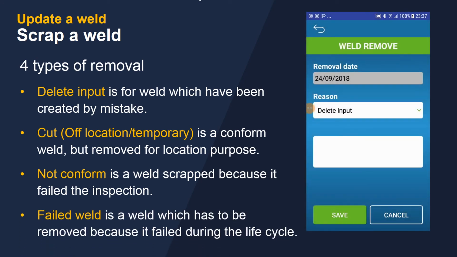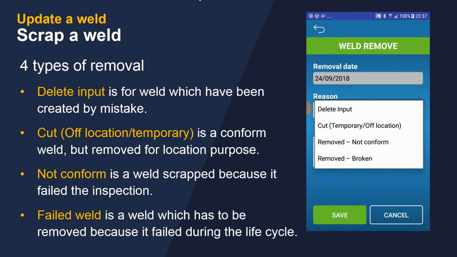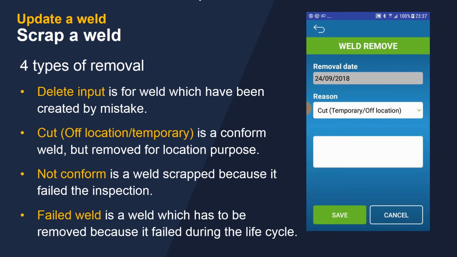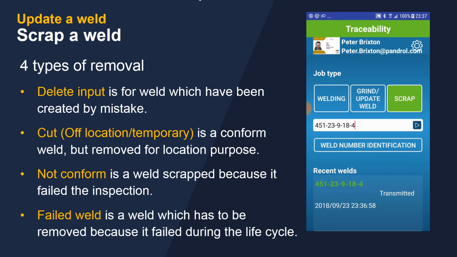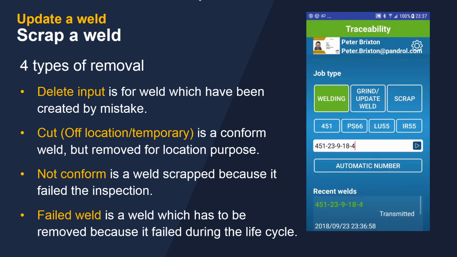And finally, the fourth and last choice is broken weld. This has to be used when a weld failed after being inspected. It could be, for example, a weld which broke or a weld with developed fatigue failure issues and had to be removed as a preventive measure.